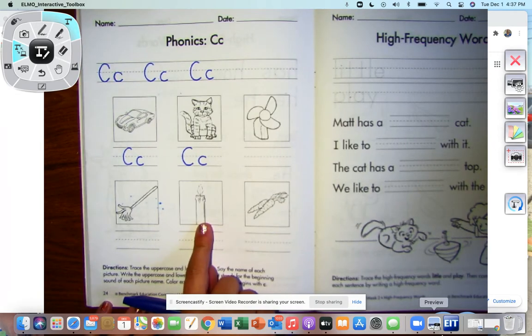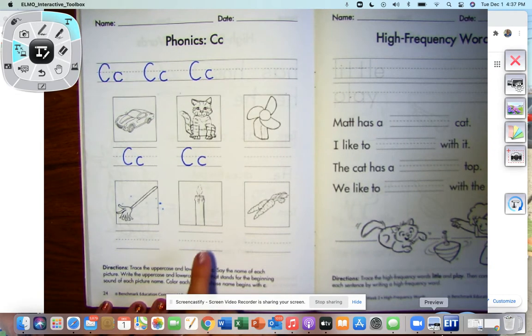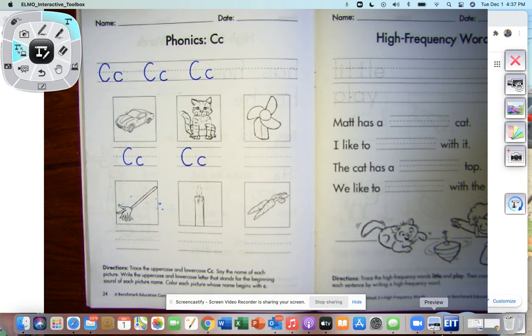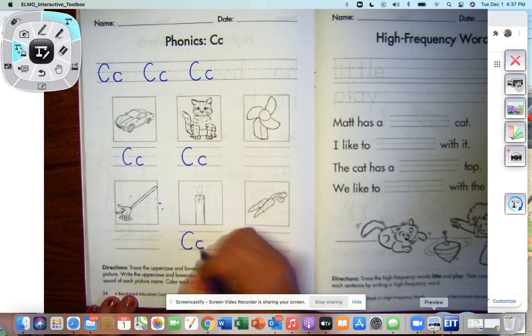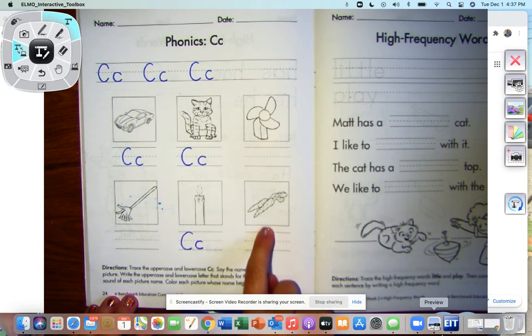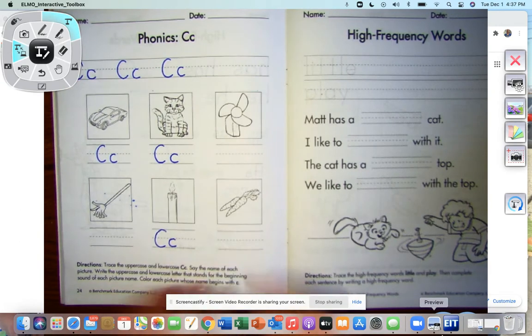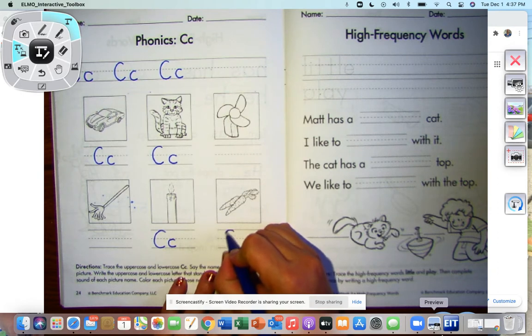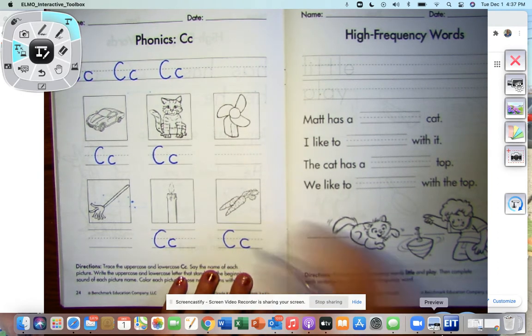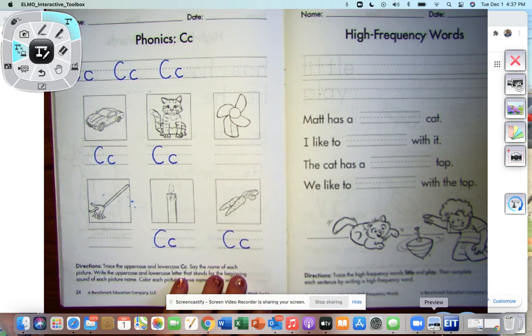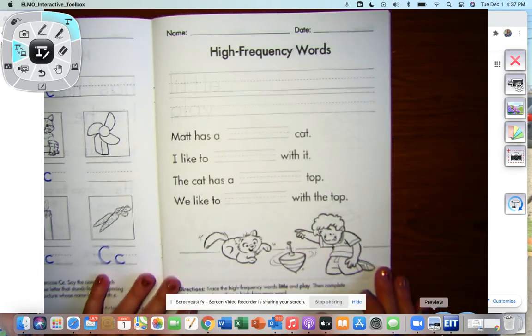Our next one is candle. That's a candle, and that does start with the letter C. So we're going to write a capital C and a lowercase c. And then finally we have our carrots. And we're going to write a capital C because we know carrot starts with the letter C, and our lowercase c. All right, and now on our next one, we have our high frequency words.